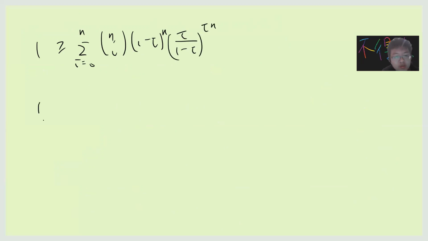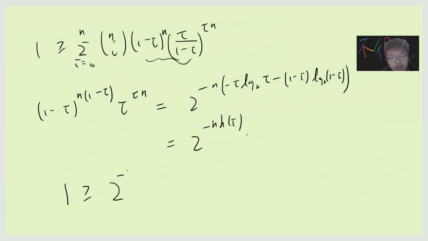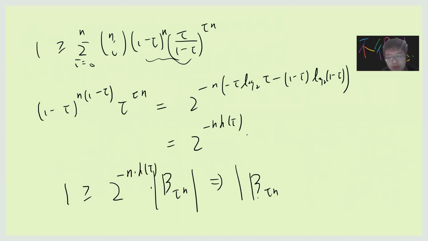So a final easy exercise to check the following. Let's say (1 minus tau)^(n minus tau n) tau^(tau n) is actually 2 to the minus n times (tau log2 tau minus (1 minus tau) log2 (1 minus tau)). This is not difficult. So it's 2 to the minus n h of tau. So that means 1 is greater or equal to 2^(minus n h of tau) times this B of tau n, which means that the volume B of tau n is bounded above by 2 to the n h of tau.